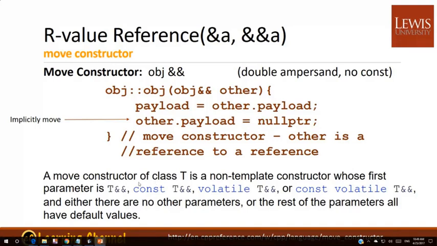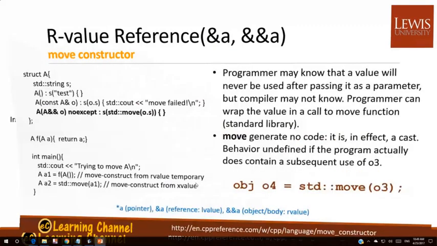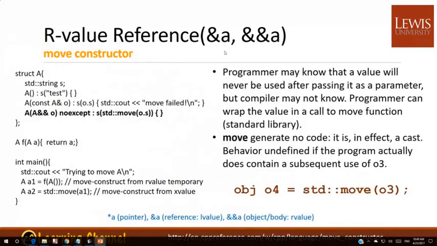A move constructor of class T is a non-template constructor whose first parameter is T&&, const T&&, volatile T&&, or const volatile T&&. So there are several ways of doing this, and either there are no other parameters or the rest of the parameters all have default values. R value reference, alias A and A&&, move constructor.